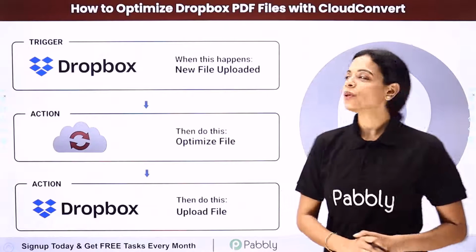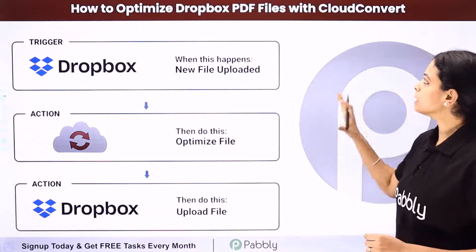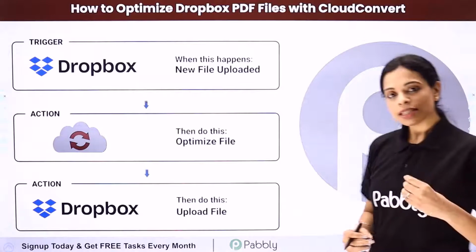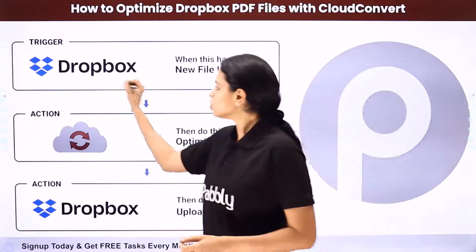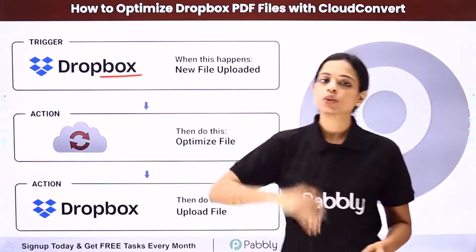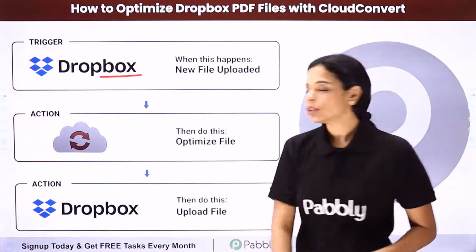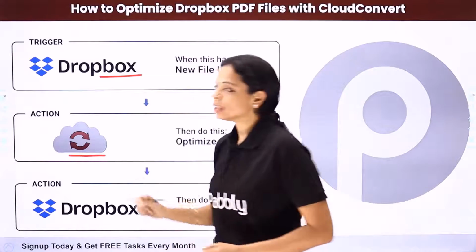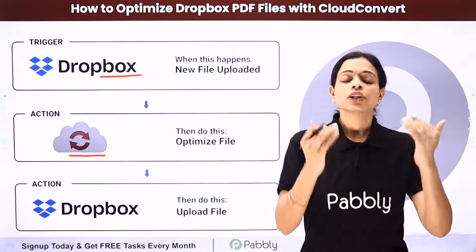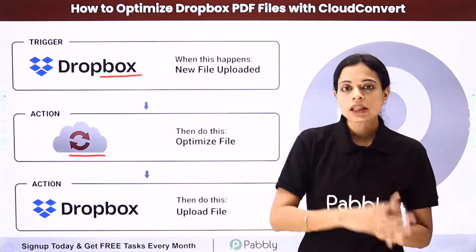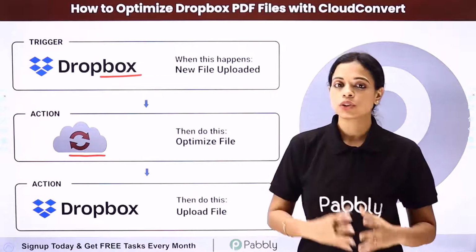In this video, we are going to see how to optimize Dropbox PDF files with CloudConvert. So let's say that you have got some files uploaded in your Dropbox. Now what you want is you want to optimize those files so that you can use them further. So for this you are using CloudConvert, which is an online file conversion platform. Then once these files are converted, you want again these files to get uploaded in another folder in your Dropbox.